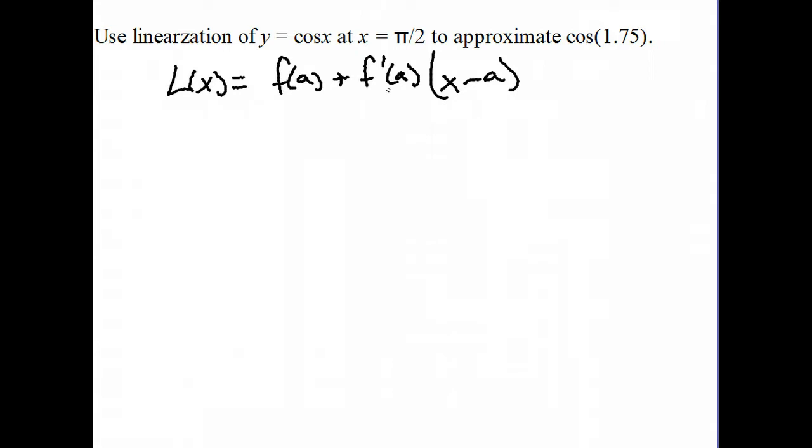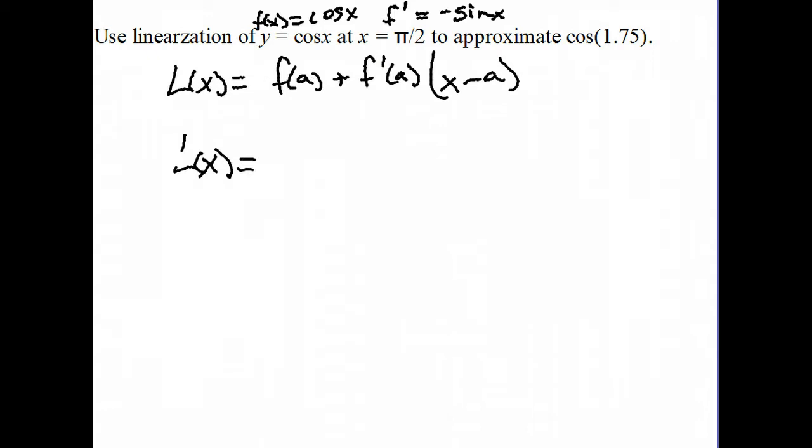Now, in order to do this, we need to know, well, what is f prime? Well, if f of x is cosine of x, then f prime is simply negative sine of x. But we don't want to just know what our f prime function is. We want to evaluate it at our value of pi over 2. So we're going to evaluate our function at pi over 2 and our derivative at pi over 2 and plug this in. So our linear approximation is going to be f of a.